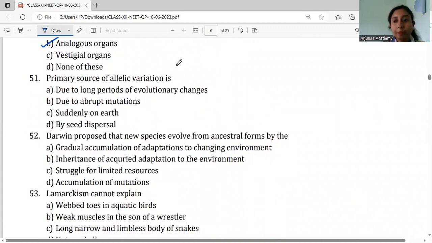Then 51. Primary source of allelic variation. If we have to say there is some allelic variation, there will be evolutionary changes over a longer period of time. Only then will there be allelic variation. So the answer is option A.